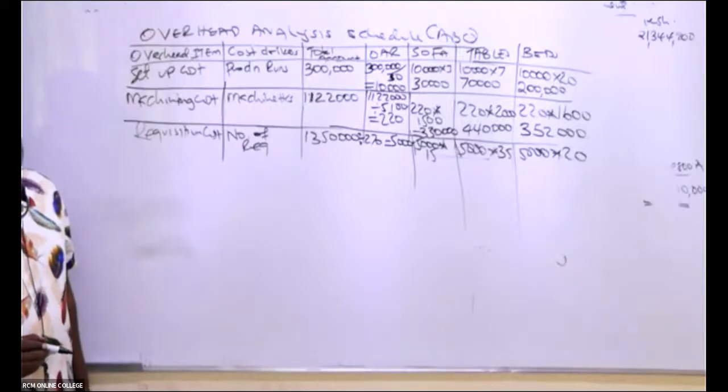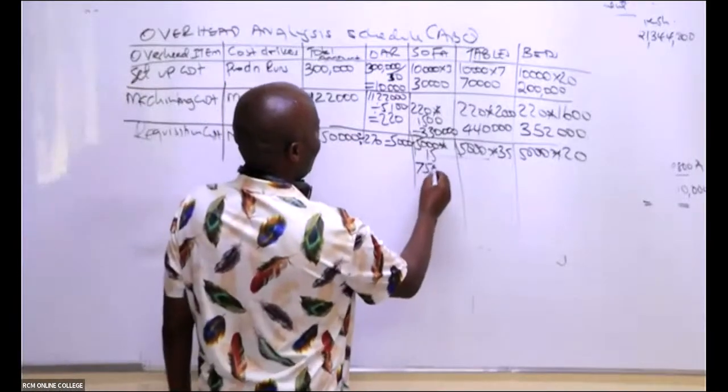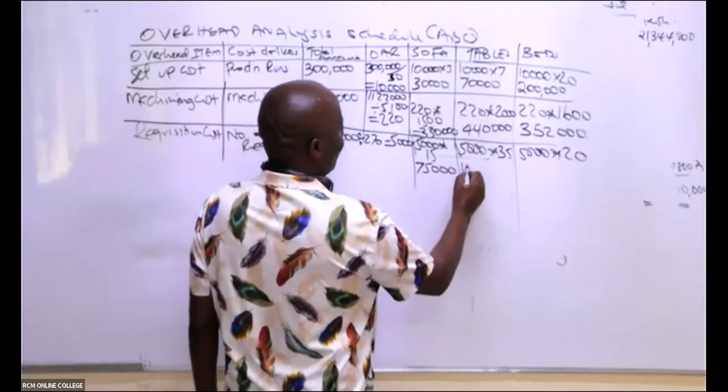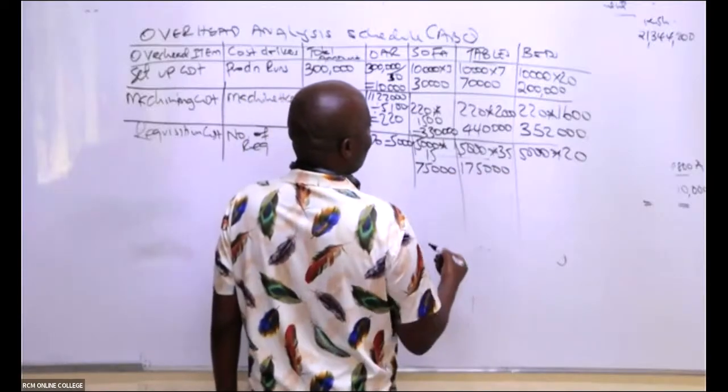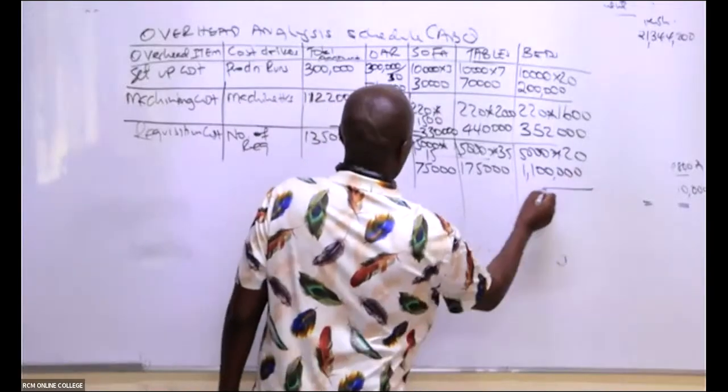The first one I'm being told is 75,000. 175,000. Lastly, a million, right? Thank you so much.